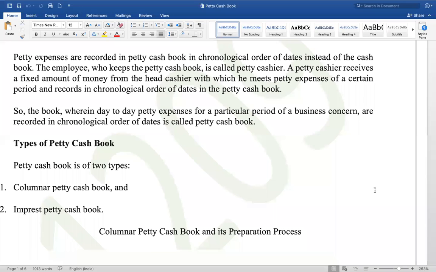So the book wherein day-to-day petty expenses for a particular period of a business concern are recorded in a chronological order is petty cash book. If all the transactions are recorded in a chronological order for all your petty needs, that book, that record is petty cash book. And petty cash book is of two types: analytical petty cash book or columnar petty cash book, or simple imprest petty cash book.